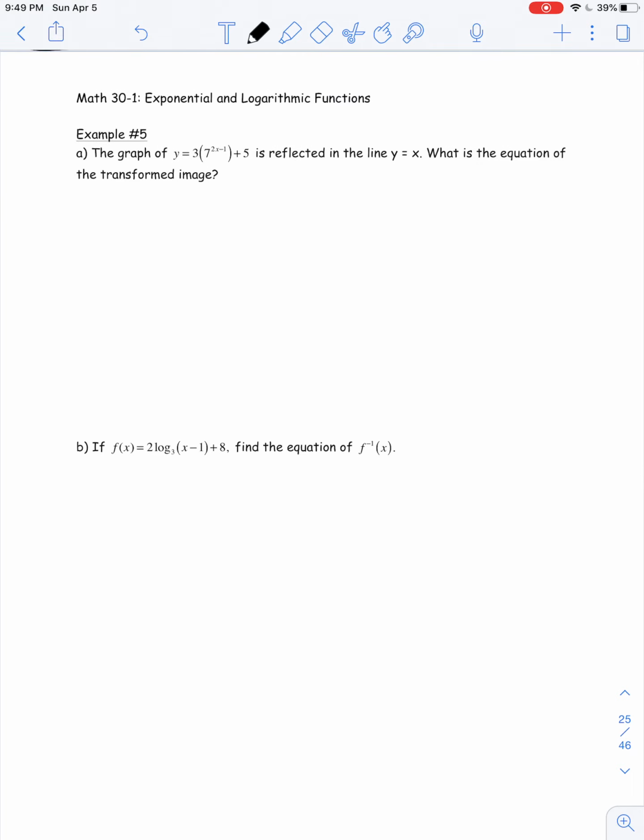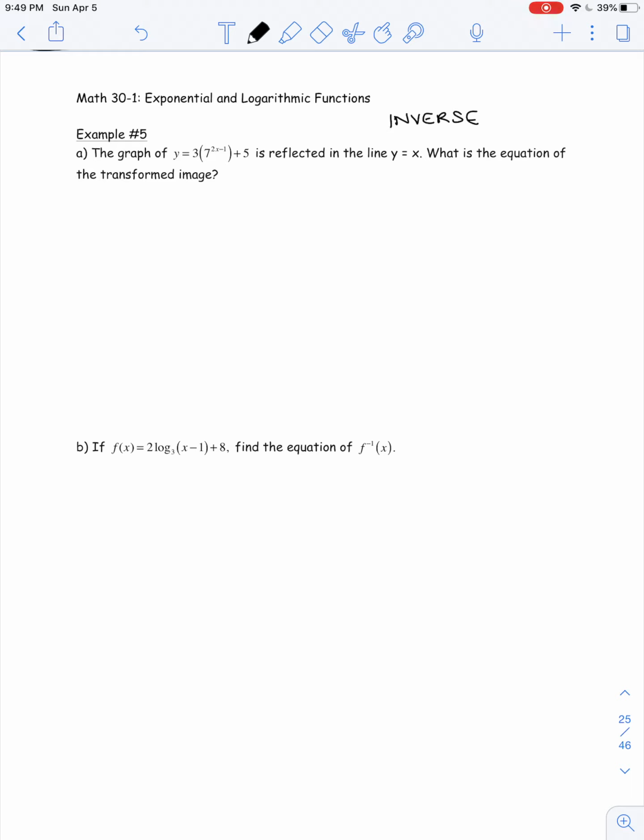Example number 5. The graph of y equals 3, in brackets, the base is 7 to the power of 2x minus 1, plus 5, is reflected in the line y equals x. What is the equation of the transformed image? Well, we want to do the inverse. So we want to solve this by doing the inverse. Once we do the inverse, we can then get our answer.